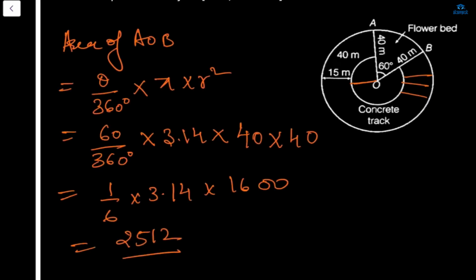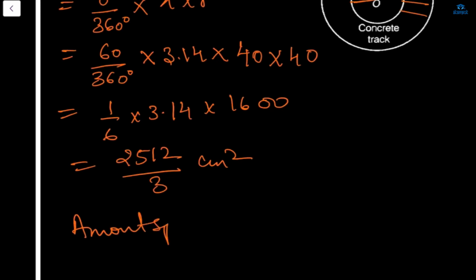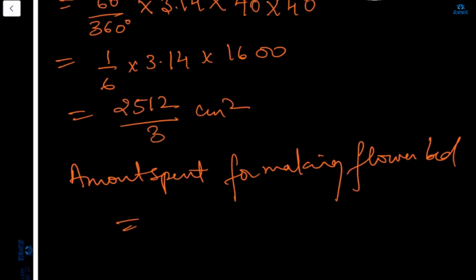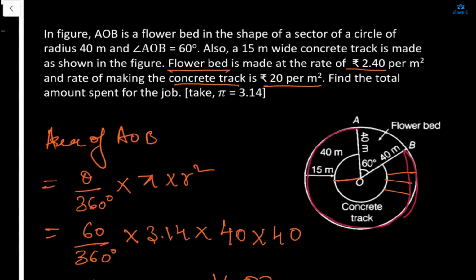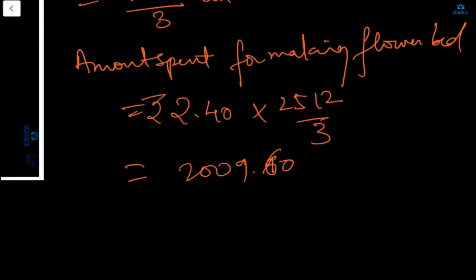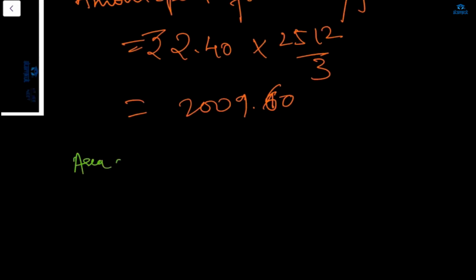Now after the area, the amount spent, the cost of making the concrete track. This is the area of the major sector, the bigger one. From that, we are going to subtract the area of the minor sector, the smaller one, to get the area of the concrete track.